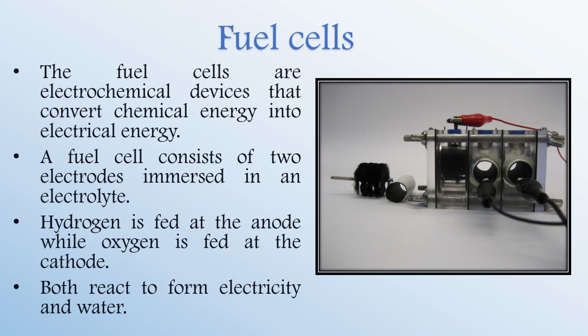Then fuel cells. Fuel cells are electrochemical devices that convert chemical energy into electrical energy. A fuel cell consists of two electrodes immersed in an electrolyte. Hydrogen is fed at the anode, as you can see in the figure, while oxygen is fed at the cathode. Both react to form electricity and water.